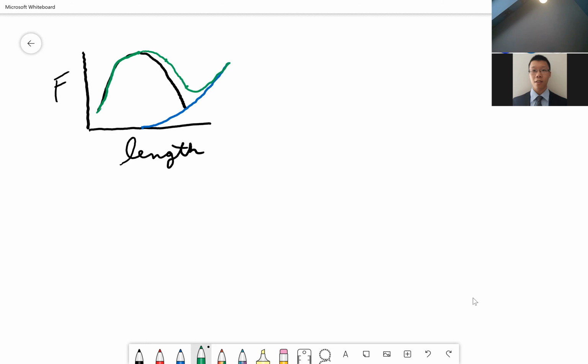We're all good with that? This part in here does have an active effect. Once you're out past here, it's only based on passive components in the muscle. It doesn't matter whether you turn your muscle on or off, you're going to get the same length. So this is long over here and this is short.